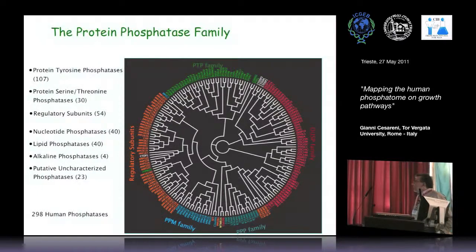Then there is a relatively large group of tyrosine phosphatases, some specific for tyrosine, some others that are dual specificity, so they dephosphorylate both tyrosine and serine threonine, and so on and so forth. Here I've also included the nucleotide phosphatases and lipid phosphatases, and a number of proteins that by homology look like phosphatases, but nobody knows whether they are really phosphatases. So these are the proteins that Francesca decided to study.